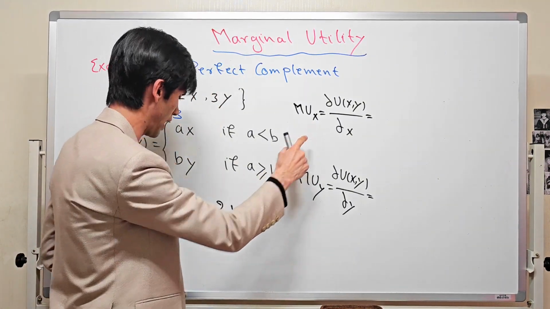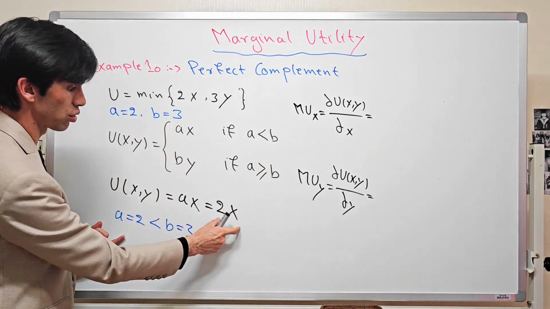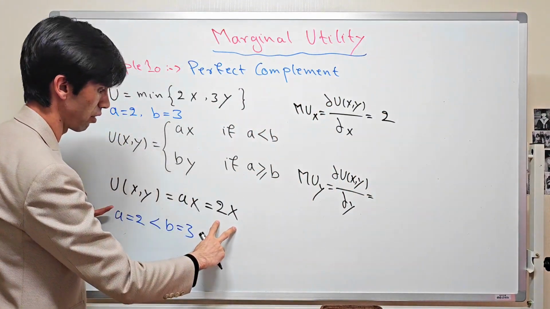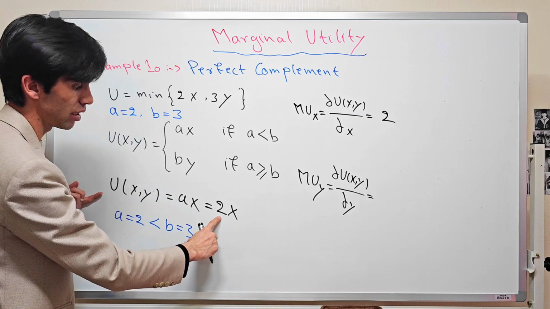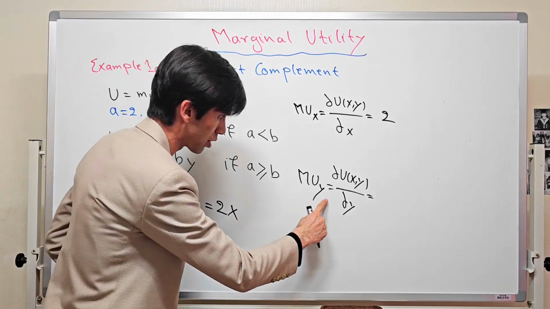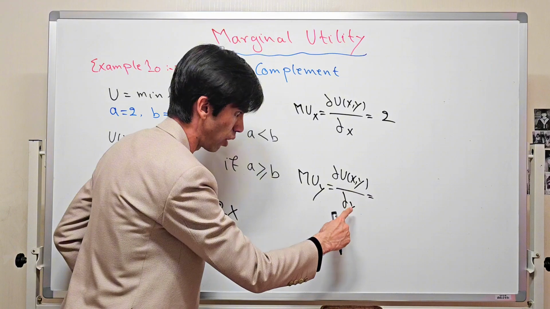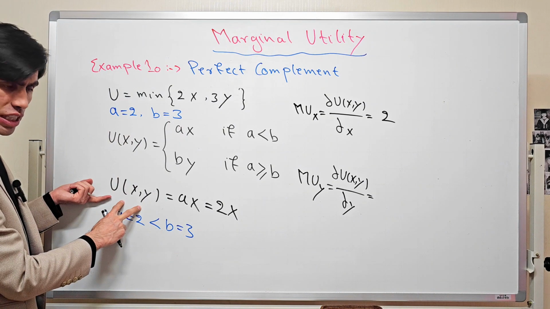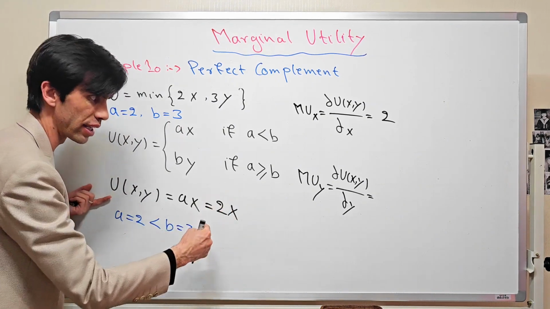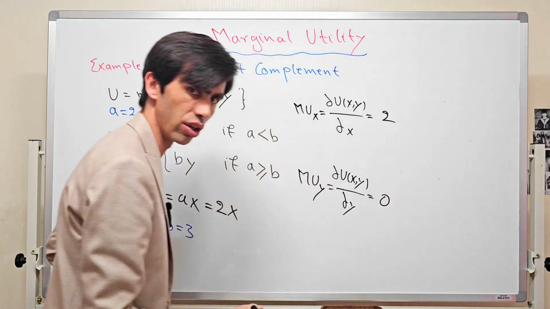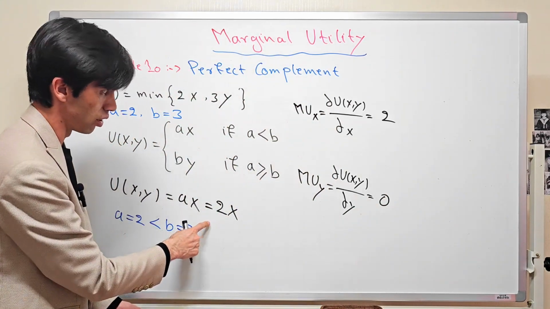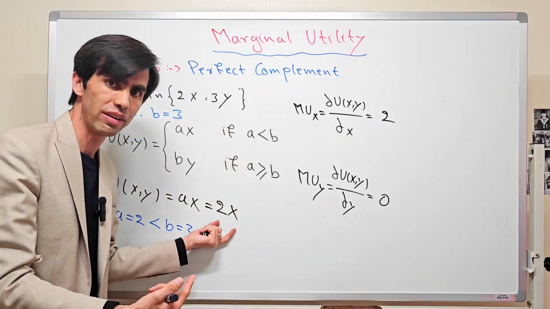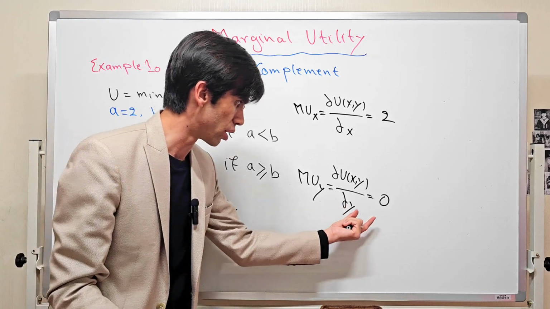So the marginal utility of x for this function, 2x, will be equal to 2. Just take the partial derivative of this with respect to x, and the result will be 2. And if you find the marginal utility of y, which is the partial derivative of U(x,y) with respect to y, as you know there are no y terms, so it will be equal to 0. As we already covered, why will the marginal utility be equal to 0? Because here we do not have any y terms. So the marginal utility of y will be equal to 0.